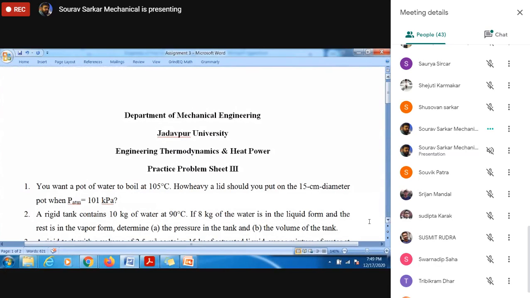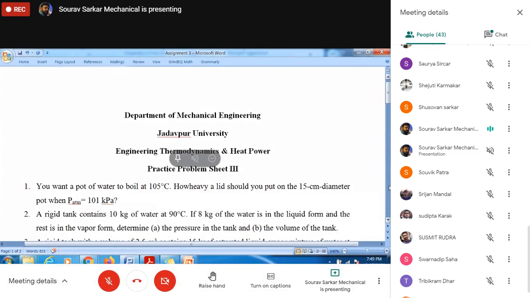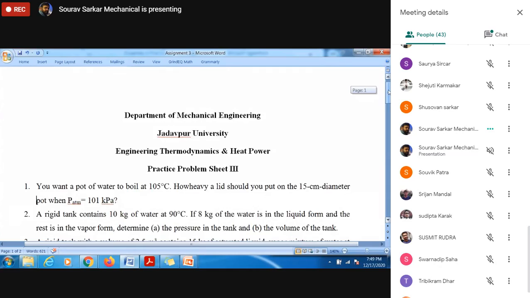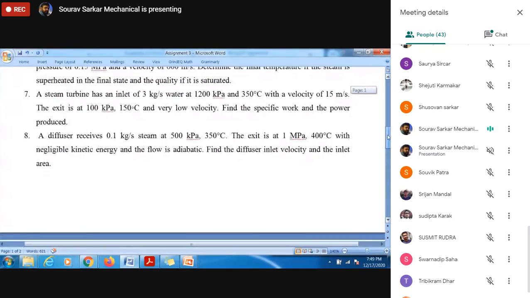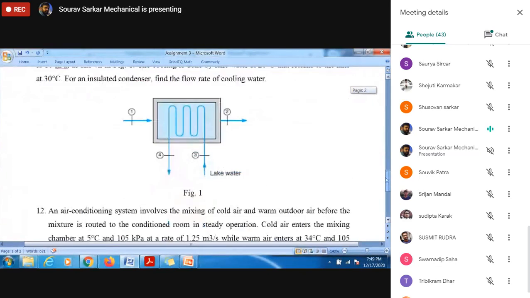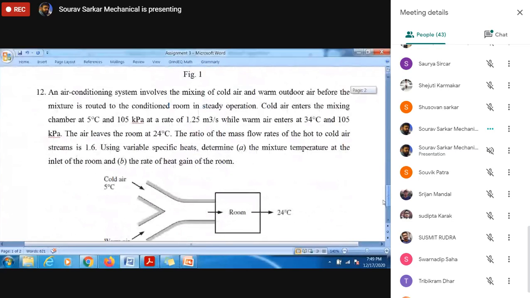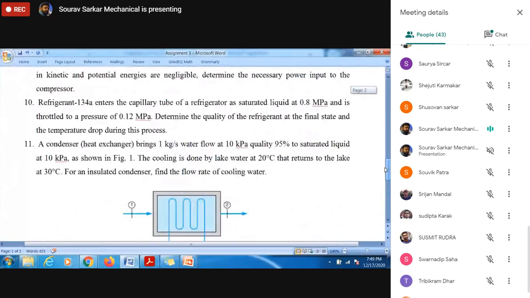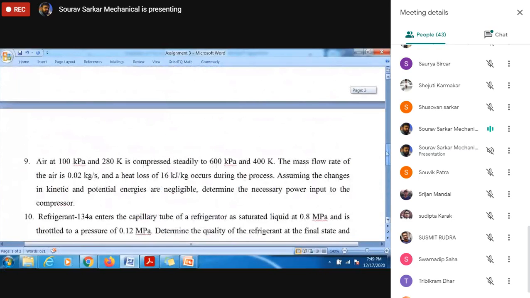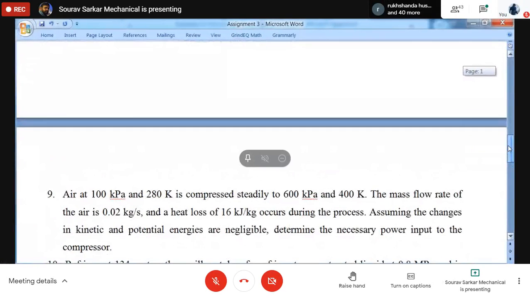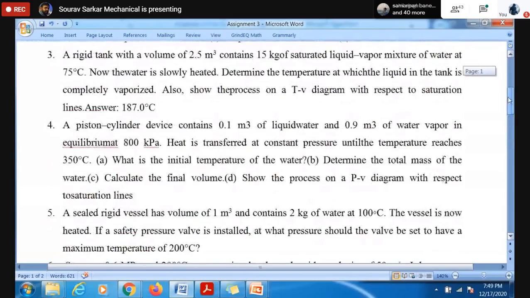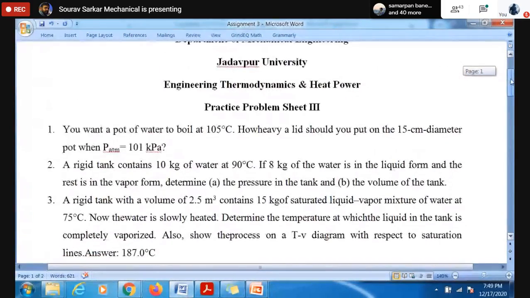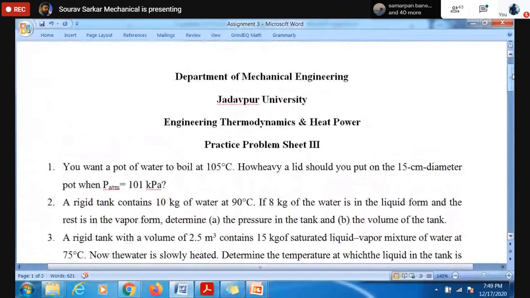Okay. Let's see. I am just forwarding this assignment. If you have time today, there are several interesting problems. Maybe there are only 11 or 12 problems. It is based on the previous two chapters. One is from your steady state energy equation, and the other one is from your pure substance. So read these two chapters and try to solve these problems. Okay, so this much is for today.